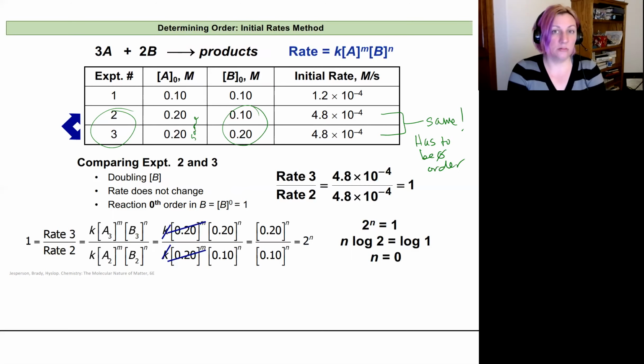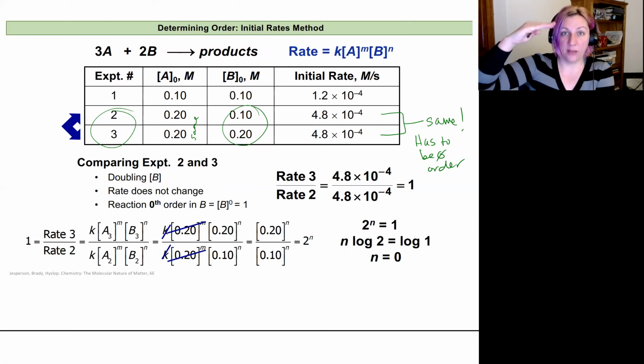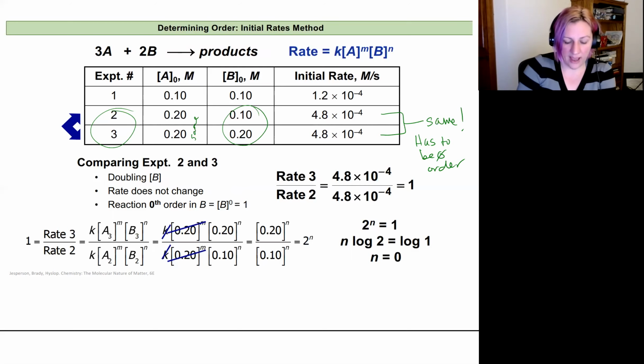And so you don't need to go through a big mathematical proof of that if you don't want to. You can just say, it doesn't change, it's zero. But I'll show you how to do it if you aren't sure. So in this case, I'm doubling B. I'm not seeing a change. So I'm going to put, again, my rate laws over one another. I have my rate law for experiment 3 right here, and my rate law for experiment 2 right here.